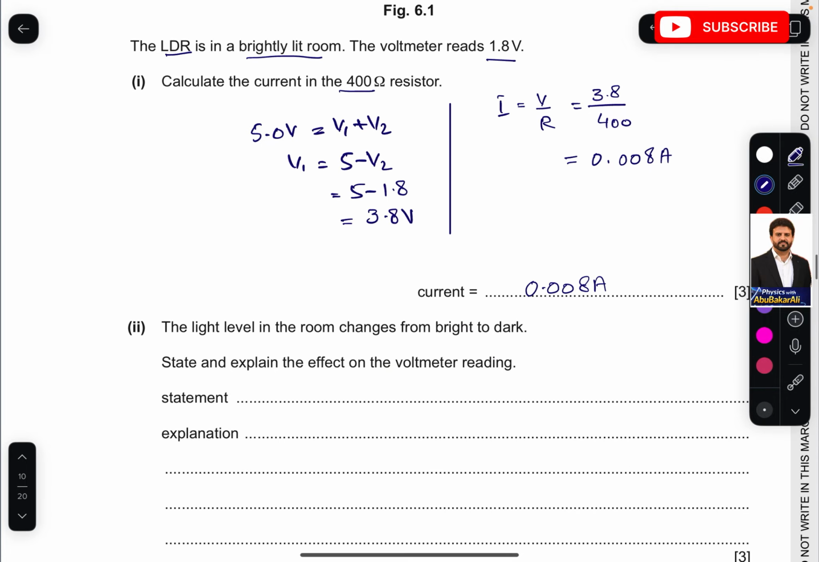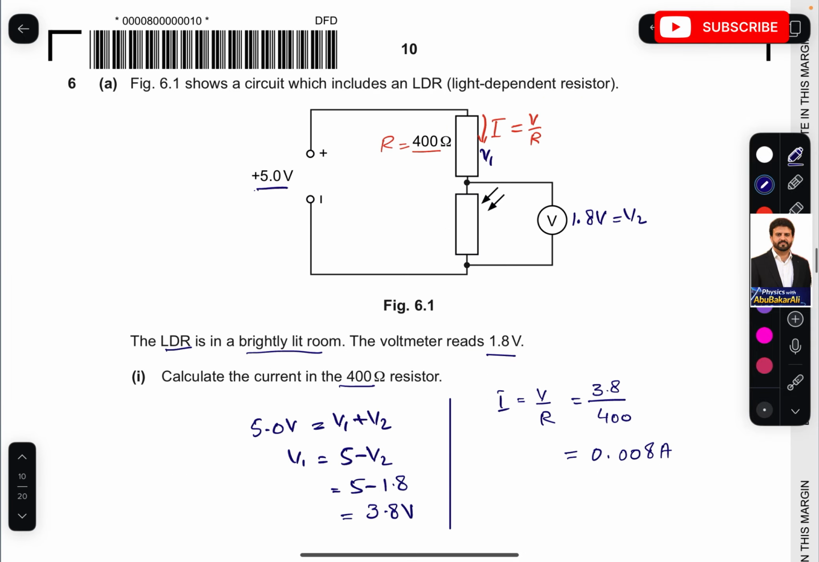Moving forward, the light level in the room changes from bright to dark. State and explain the effect on the voltmeter reading. Okay, what we know, the resistance of the LDR is inversely proportional to the light intensity. So what I can say, when it's going to the dark, the resistance will decrease. Okay, so in darkness, this R will decrease. If R decreases, the voltage will also decrease.